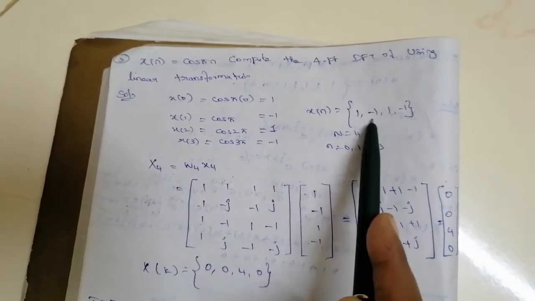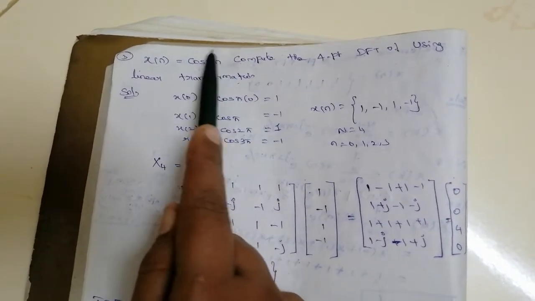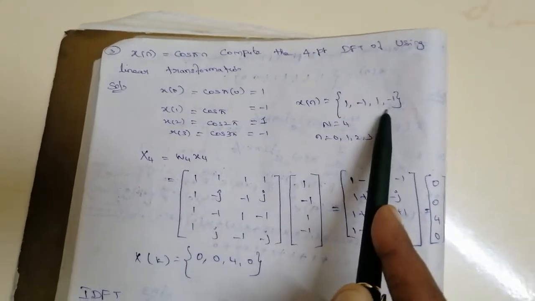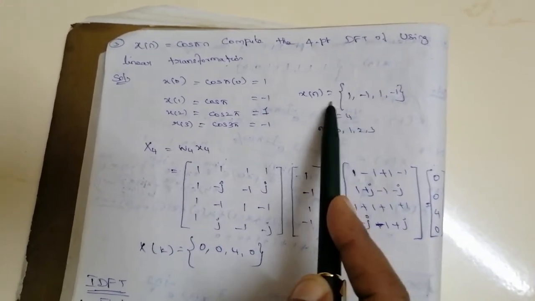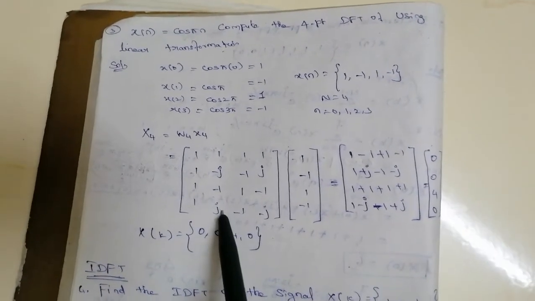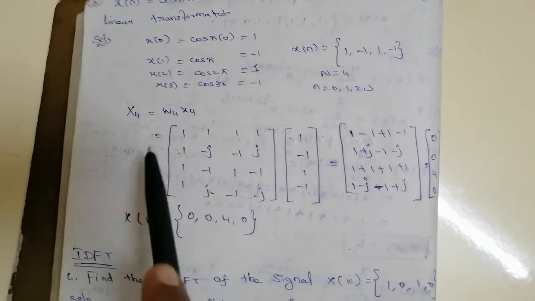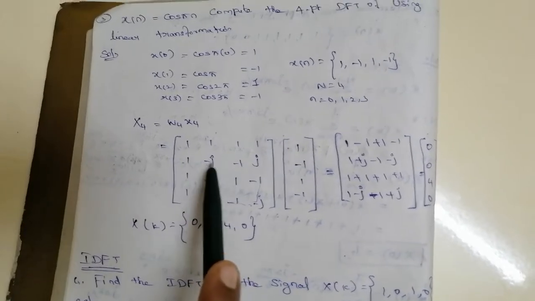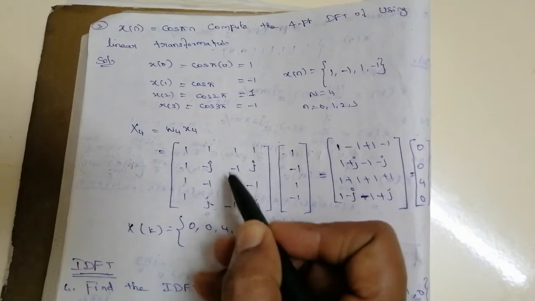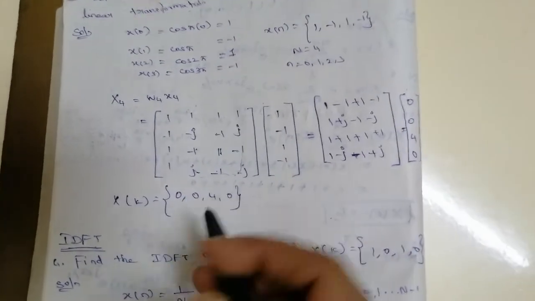So in the last two problems, the input sequence is directly given. In this problem, the input sequence is given in terms of cos values. So we have to find the individual values of the input sequence. Once you find that input sequence, then go with the matrix, because here N equal to 4. So we are using the matrix method. This is the constant matrix, a 4 cross 4 matrix. First row, first column is 1, minus j, plus j, center is 1, and the remaining 4 values are minus 1. In that way you can remember it easily.